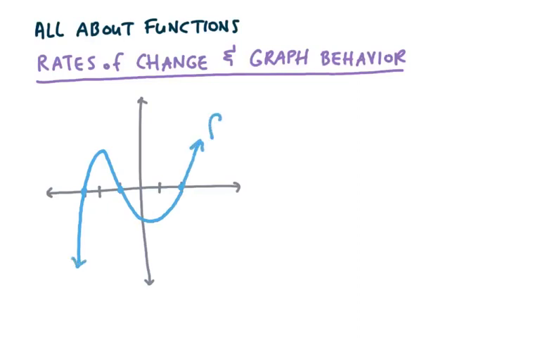So for this function f, which I've sketched before us, we can talk a little bit about terms such as where the function increases, where the function decreases, if there's any interval over which the function is constant, if there's a maximum or a minimum value, and that sort of thing. So let's start with the words increasing and decreasing.